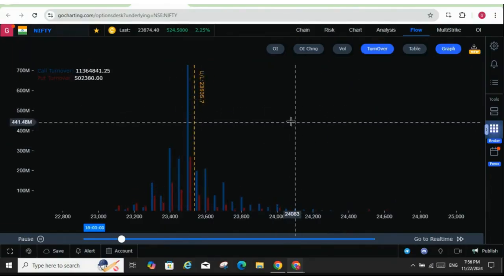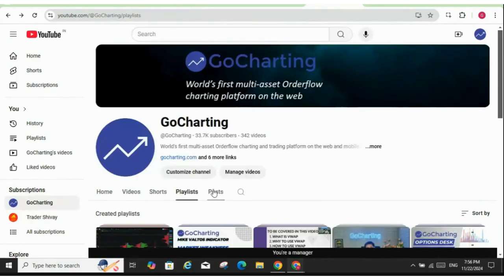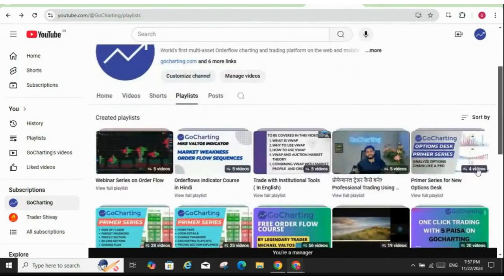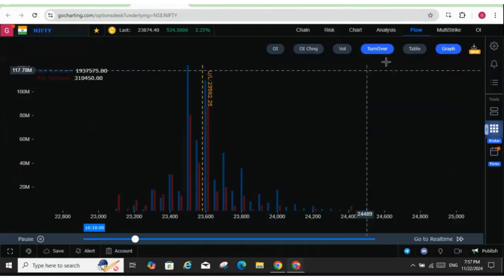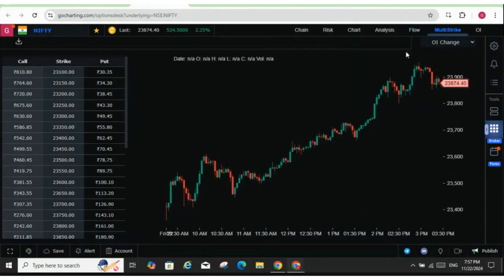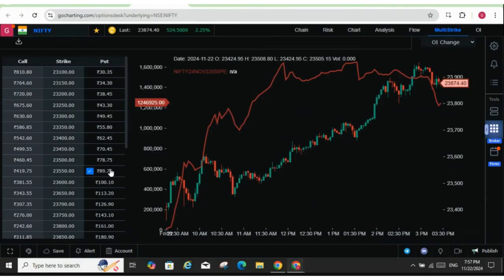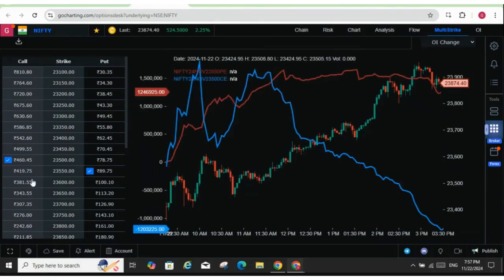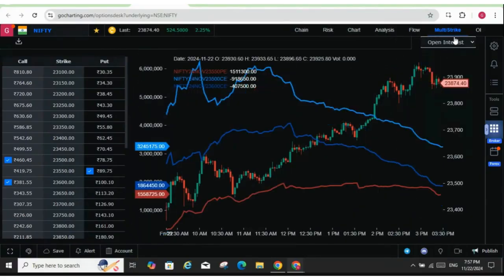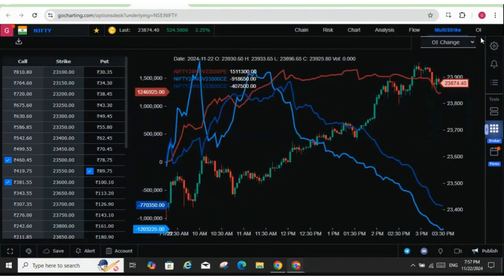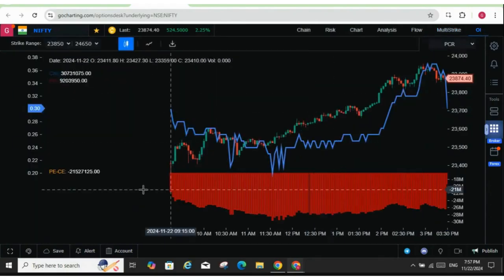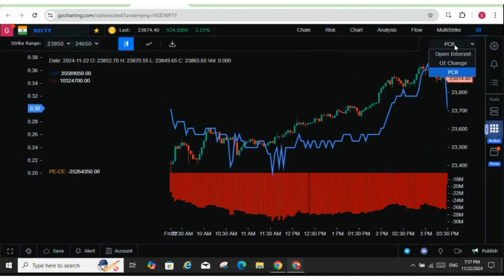As I have shown you, we also have the playlist for this. So you can again go to the Primer series for the new options desk and understand these things. Then you can see the multi-strike data. You can see the different multi-strike data and parameters like open interest, OI change, these things. And we also have this OI dashboard where you can see the put call ratio chart, PCR charts, OI change, and these kinds of things.